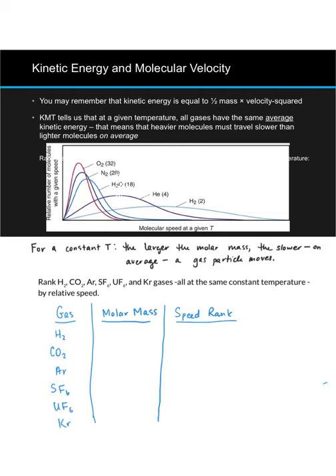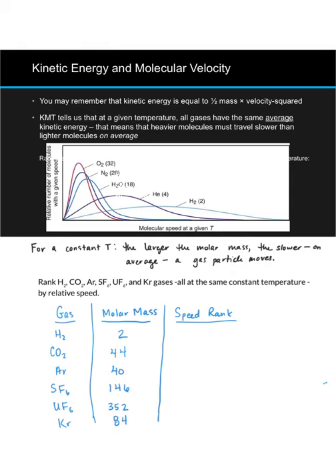All right, let's fill in molar masses. I'm just going to do to the ones place. So I'll say hydrogen has a molar mass of 2 for all intents and purposes. Carbon dioxide, a molar mass of 44. Argon's molar mass is 40, SF6, 146, UF6, 352, and krypton, 84.